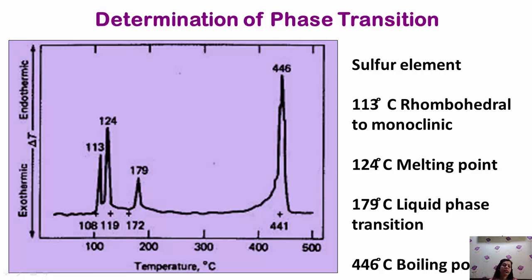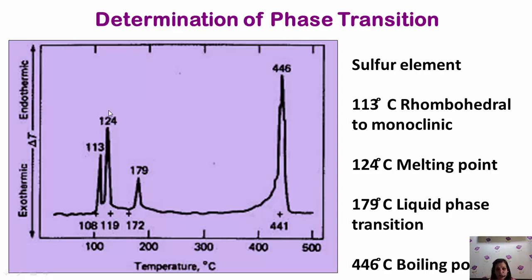Now when I got the DTA of this particular sulfur, I can see over here that all of the peaks are having upward direction. What does it indicate? All reactions are taking place endothermic. Now what we can see at 113 degrees Celsius is happening to this sulfur compound. At 113 degrees Celsius, it tries to change its structure from rhombohedral to monoclinic.